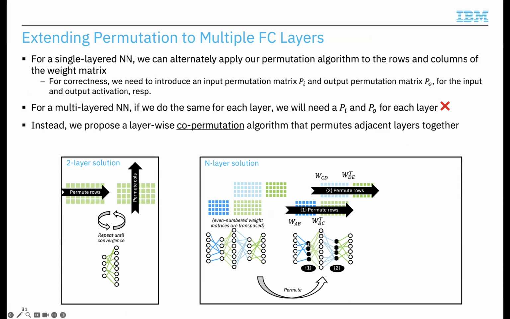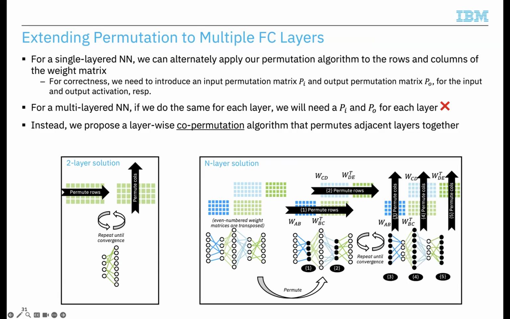Basically, think of it as we are reordering the neurons of a single layer, but it's affecting the weights to the left and to the right. So you're permuting, for example, W_AB and W_BC transpose together, and you're permuting the columns in the other direction. For example, W_BC transpose and W_CD, and you permute the columns. And you keep repeating that till convergence. Now, why do we do this? Because if we go back to the previous method, the activations, you can imagine, also would have to be permuted, right?